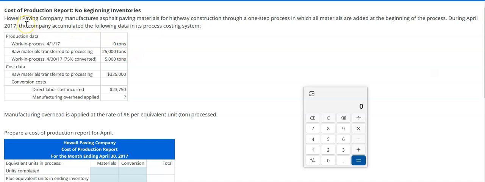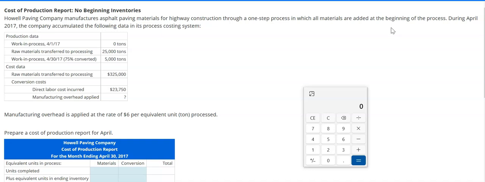So it says a paving company manufactures asphalt materials for highway construction through a one-step process in which all materials are added at the beginning of the process. Now, this is very, very important information here. We need to know when materials are added, and it's generally easier if materials for whatever it is we're making are added at the beginning of the process. That's not always the case, but hopefully you won't have to do anything where that's not the case.